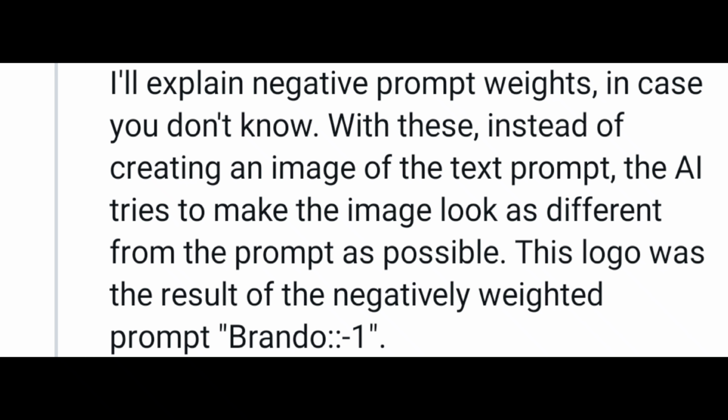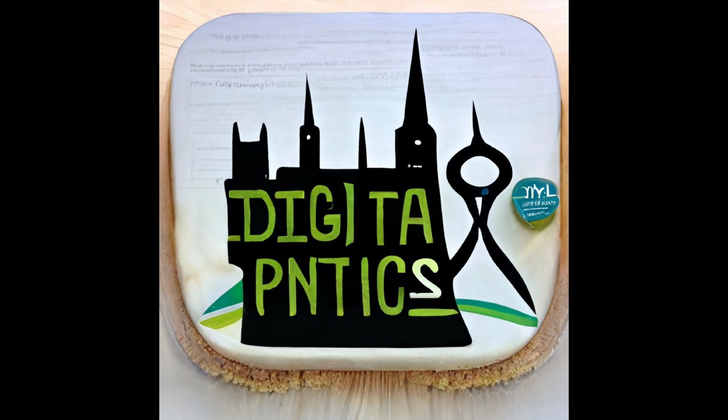AI software. And if you don't know what a negative prompt weight is, it is basically used to tell the AI software that you want your resulting image to be as far away or different from what you asked for as possible. The results were this. A logo of some kind, which resembles the word digital and antics, on a castle background and a tower of some kind to the right.